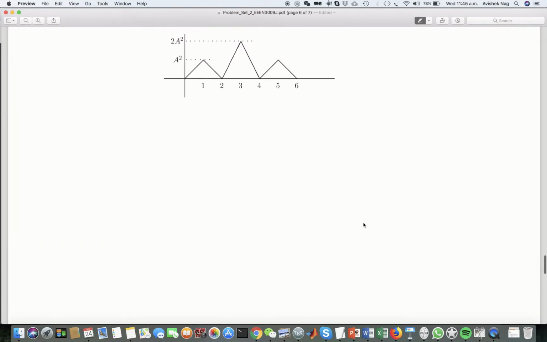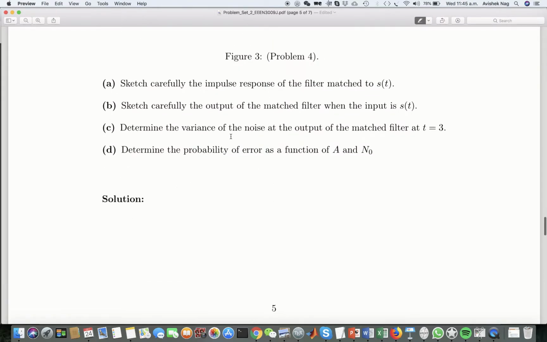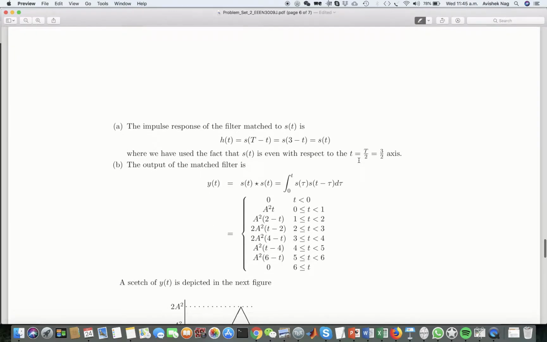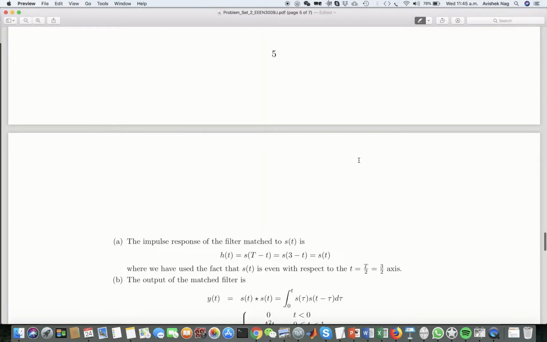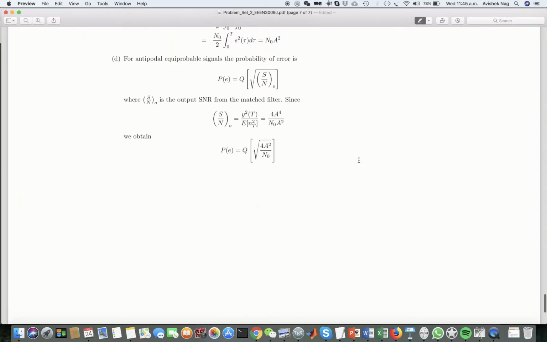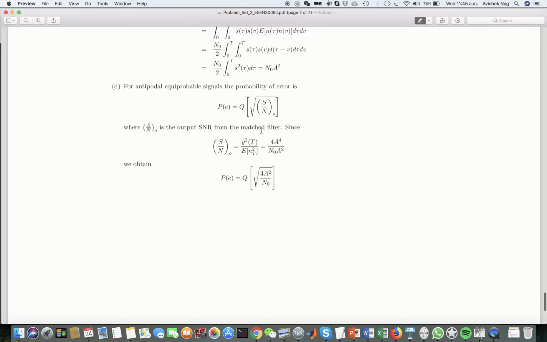For the probability of error part, it says determine the probability of error as a function of A and N0. This is actually an antipodal signaling scheme. For antipodal signaling, which is the BPSK case, the probability of error is the Q function of the signal to noise ratio, where this is the output SNR from the matched filter. So you have signal power divided by the variance of the noise. The variance of the noise you already calculated, and this is the signal power part, and you have this expression for the probability of error.